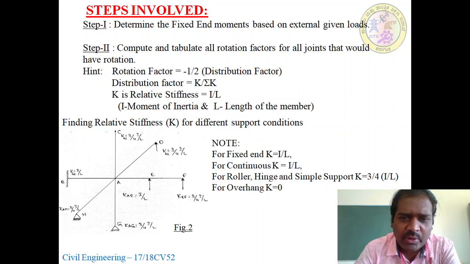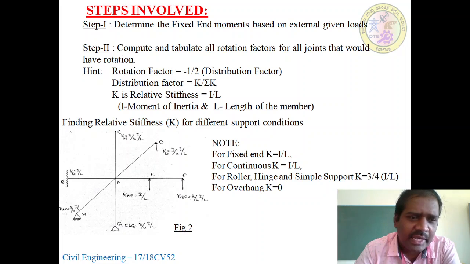An important note here: for AB, check the position of B. Is it fixed? Yes. If it is fixed, K is equal to I by L. Only in two cases is K equal to I by L; otherwise K is equal to 3 by 4 I by L.